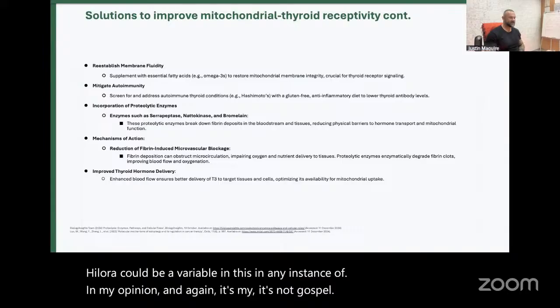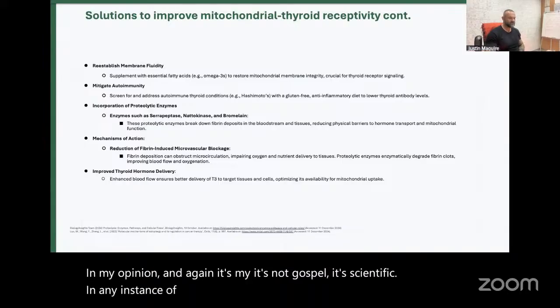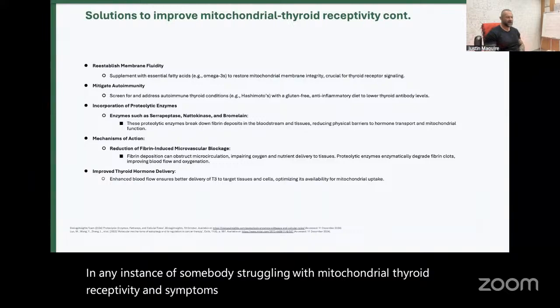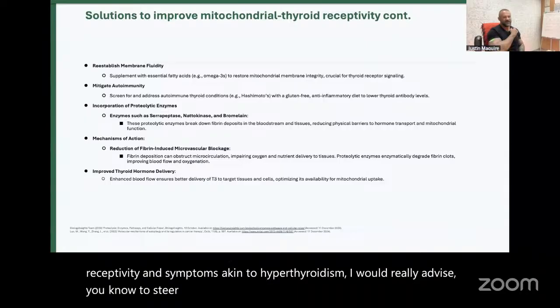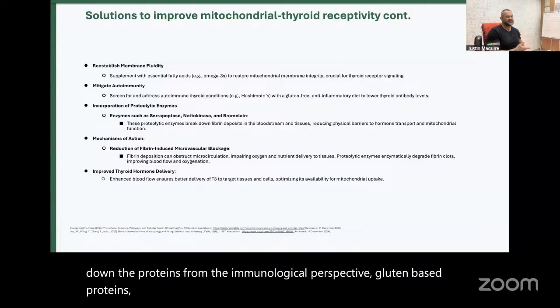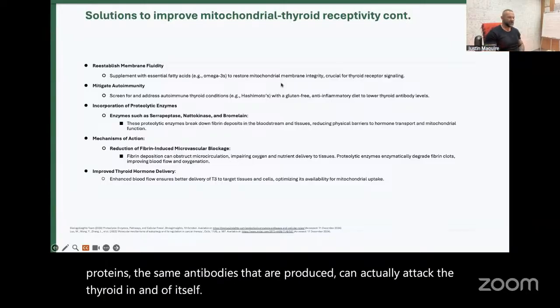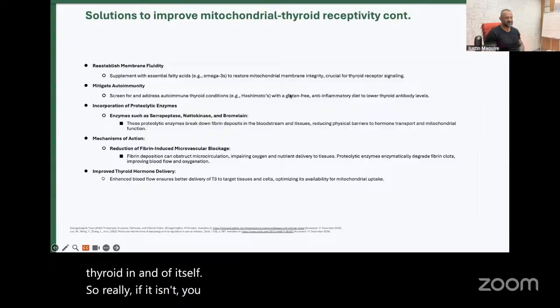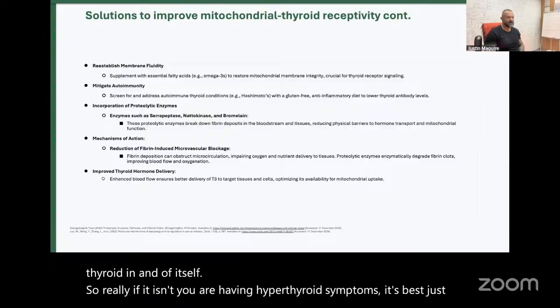In any instance of somebody struggling with mitochondrial thyroid receptivity and symptoms akin to hypothyroidism, I would really advise to steer clear of gluten. Often the way in which the body breaks down the proteins from an immunological perspective, gluten-based proteins, the same antibodies that are produced can actually attack the thyroid in and of itself. So really, if you are having hypothyroid symptoms, it's best just to go gluten-free.